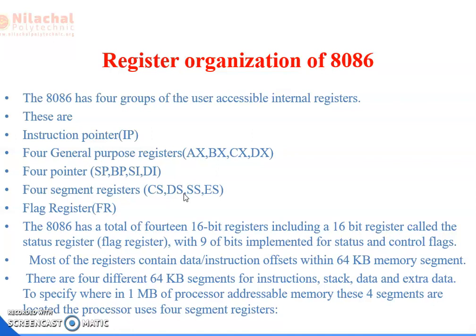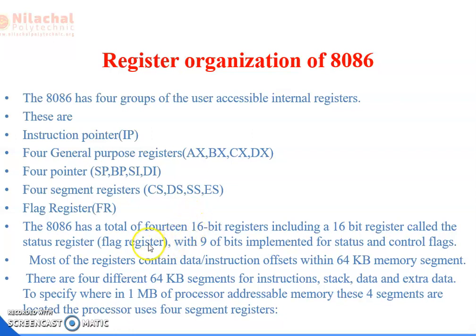These are the instruction pointer IP, 4 general purpose registers AX, BX, CX and DX, 4 pointer registers, that is stack pointer, base pointer, source index and destination index register, 4 segment registers, that is CS, DS, SS and ES, that is code segment, data segment, stack segment and extra segment, then the flag register FR.